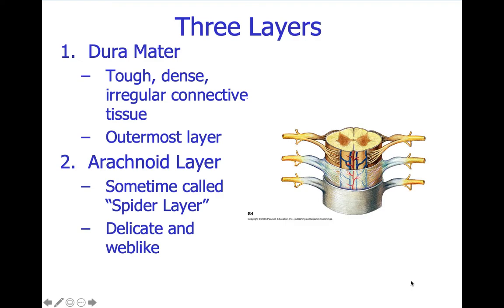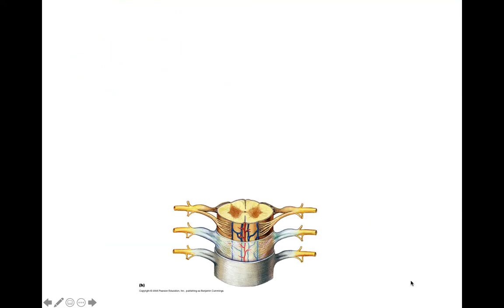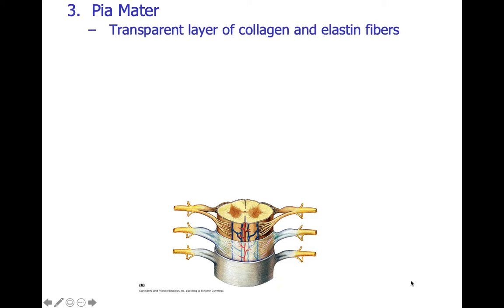And it kind of looks that way, right? If we look at that diagram, it's the middle band. It looks kind of sheer when we look at it. Deep to the arachnoid layer is the pia mater. This is a transparent layer of collagen and elastin fibers.